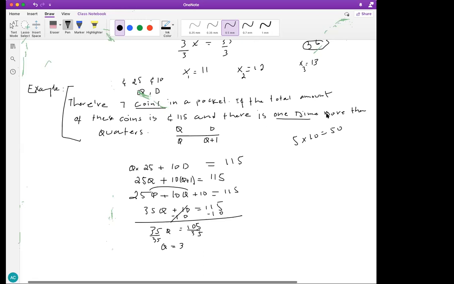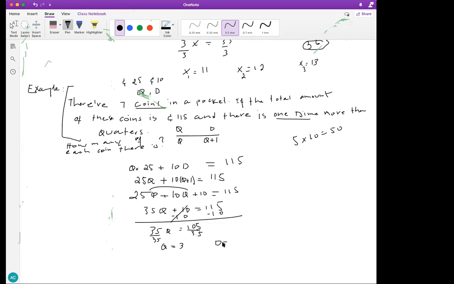But we need to find, the question says, okay, find, forgot to write the question here. How many of each coin? Okay, so that's what the question should have been. How many of each coin there is? So if we have 3 quarters, how many dimes will there be?